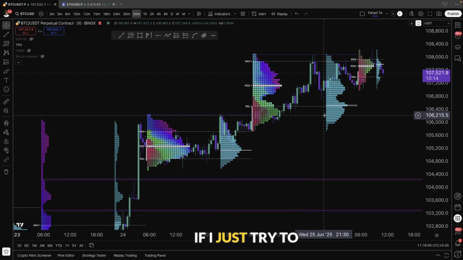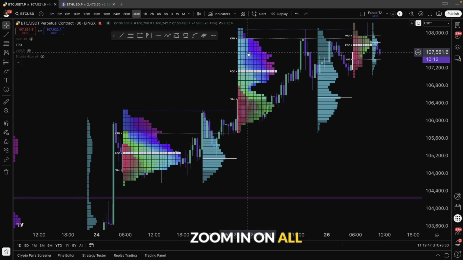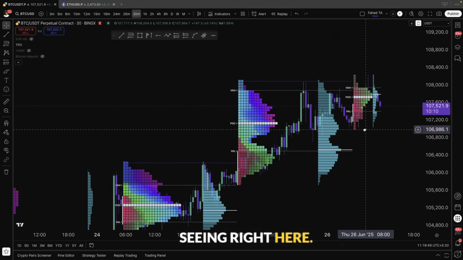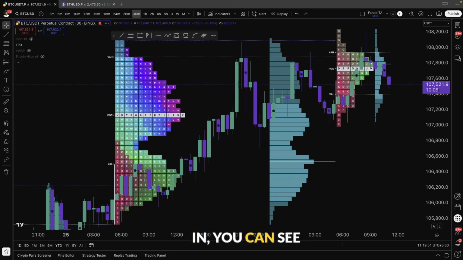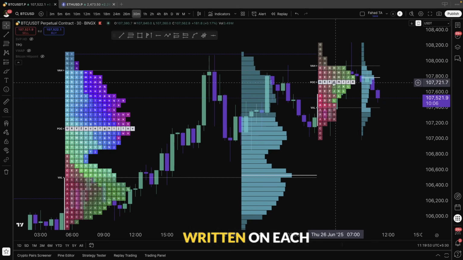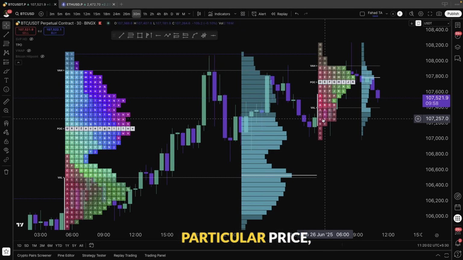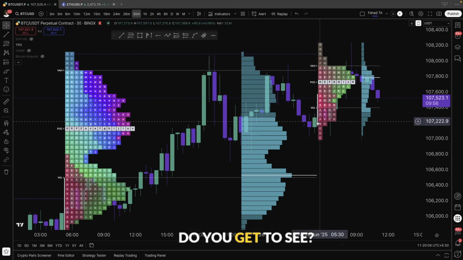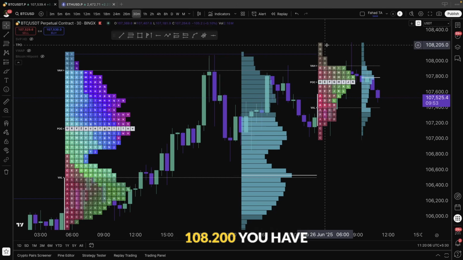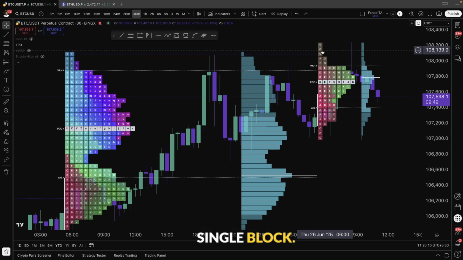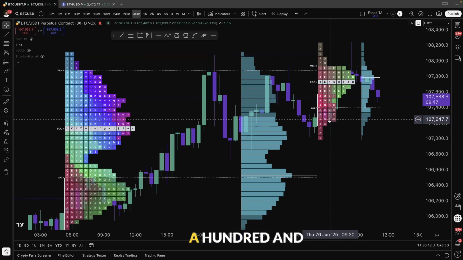Now if I just try to zoom in on all of these blocks that you are seeing right here, you can see there are certain alphabets written on each of the blocks. Alright, now what alphabets are written, that's absolutely not important, but what matters is that at a particular price, how many blocks do you get to see. So let's say at 108.200 you have a single block, just below that you got a single block, but then if you come around 107.250 you see there are 4 blocks.